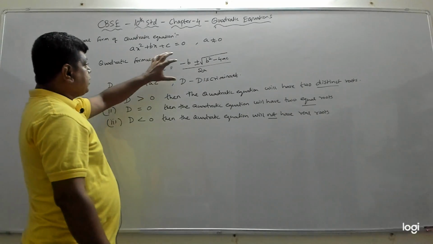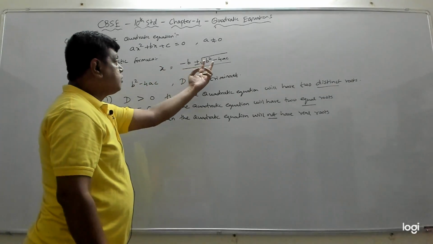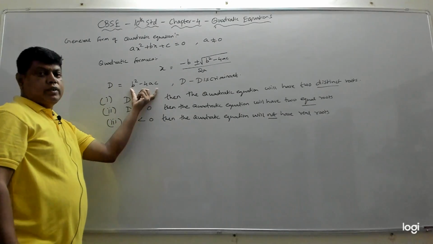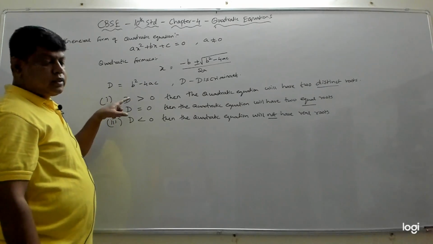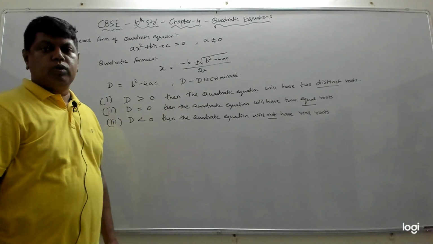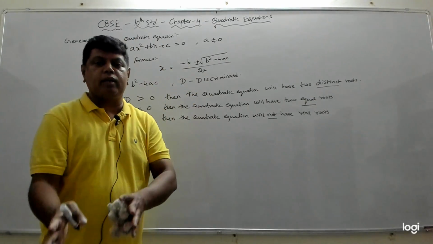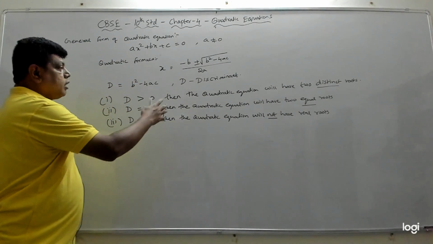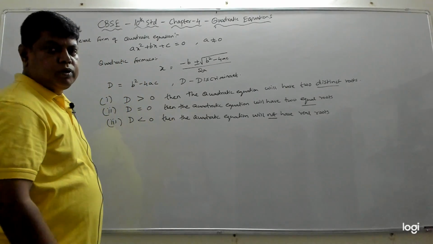When we are trying to apply this formula to find the roots of the quadratic equation, first we should find the discriminant value D, where D is equal to b square minus 4ac. Depending on what it is, if b square minus 4ac is greater than 0, then you will have two distinct roots, two roots that are different, like 1 by 2 and 3. If it is 0, then it will have two equal roots. Less than 0 means it will not have real roots.